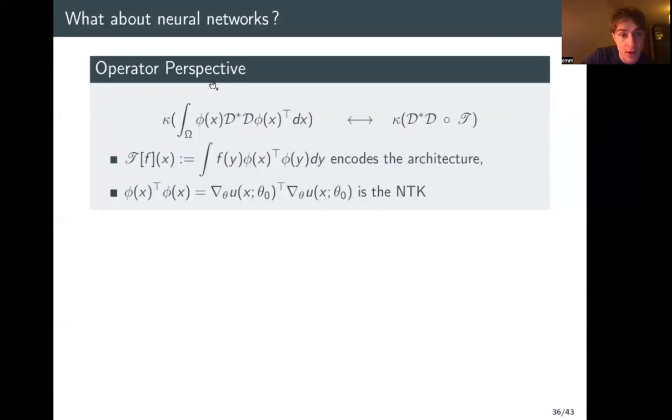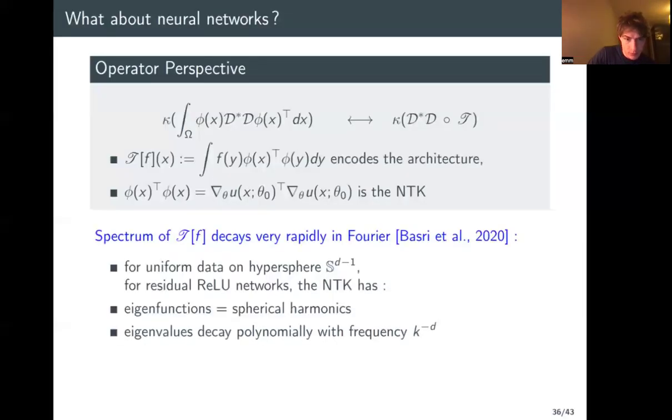So like I said, we have the conditioning of our matrix. This is our discrete problem. We can actually say it is equal to the conditioning of this operator, D star D, composed with T. And essentially, T encodes the architecture, and this here exactly corresponds to the NTK kernel. And so based on this result, we can have an idea on the spectrum of this kernel operator.